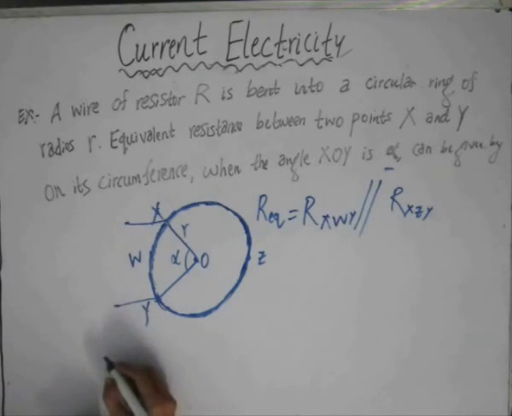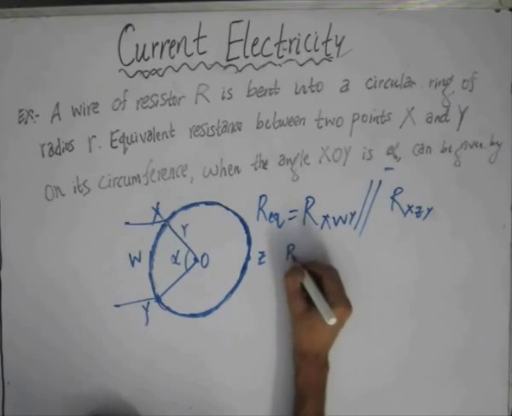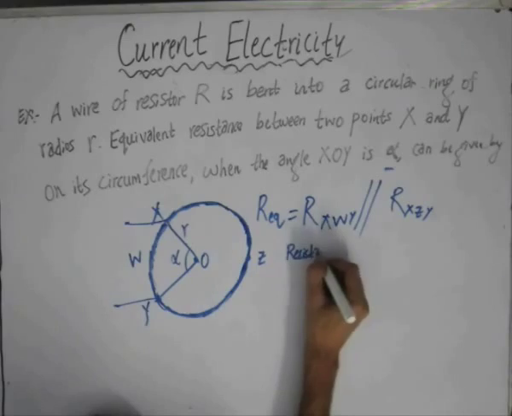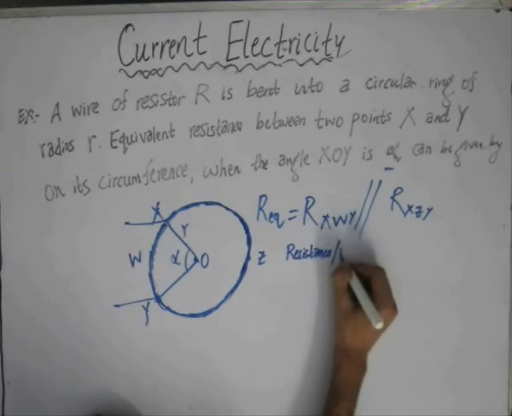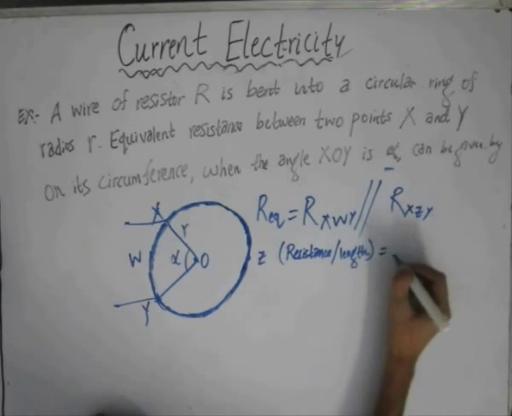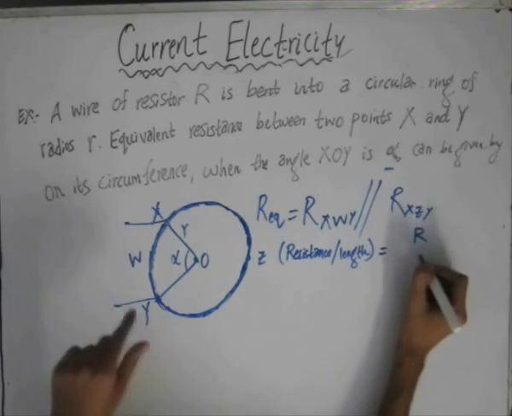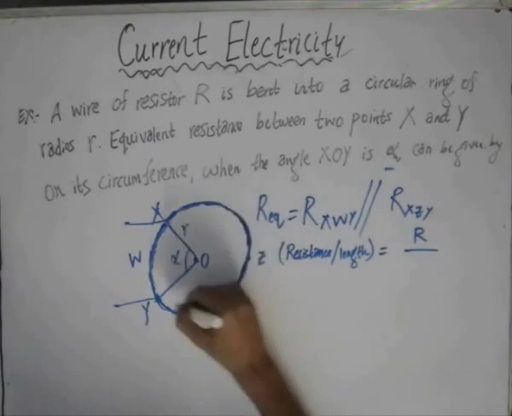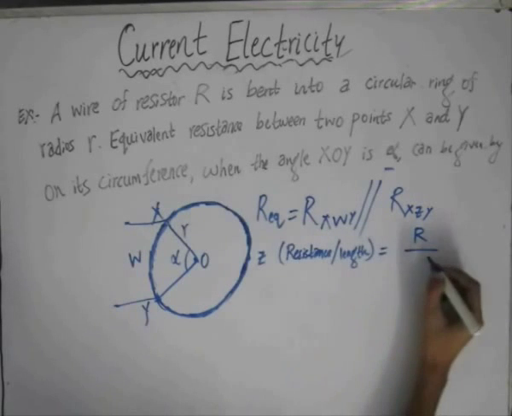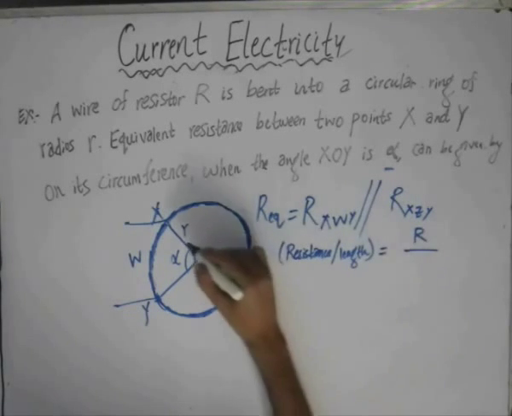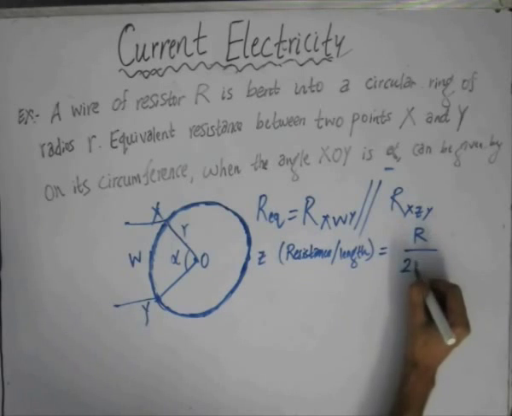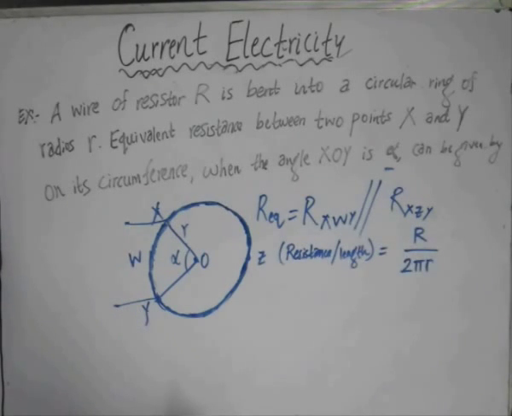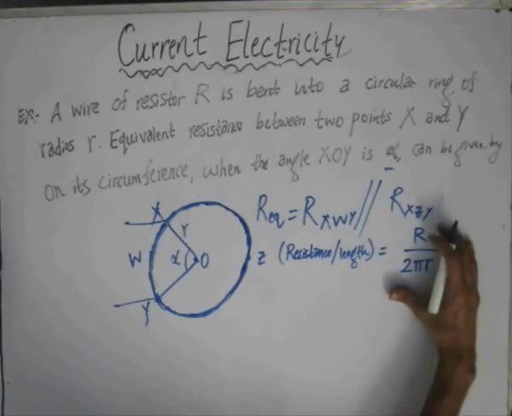So the resistance per unit length would be equal to the original resistance of the wire, R, divided by the entire perimeter of the circular ring. Since the radius of the ring is r, the circumference would be 2 pi r. So this gives us the resistance per unit length.